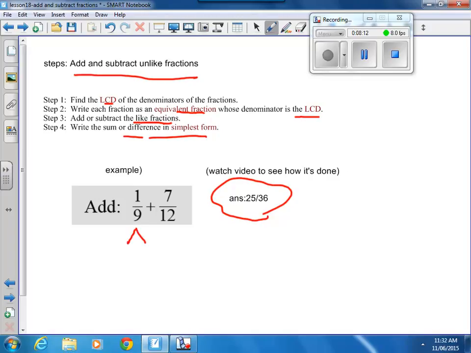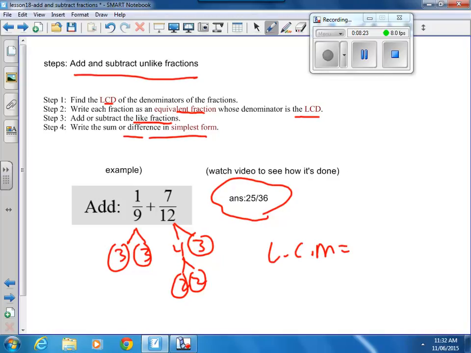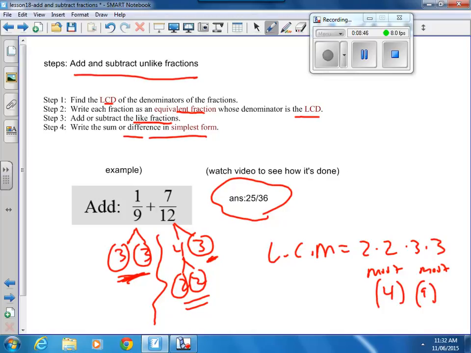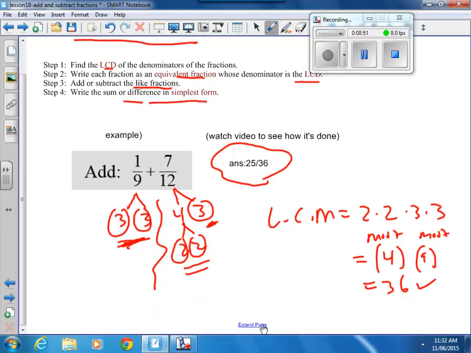Okay, so if I did a prime tree for 9, if I did a prime tree for 12, and 4 breaks into 2 and 2, I could identify the LCM as having the most amount of 2's and then the most amount of 3's. Well, this guy has 2 3's, this guy only has 1 3. I'm going to take the most amount of 3's, so I need 2 of them. So the most 2's and the most 3's that either one of those fractions has. Well, 2 times 2 is 4, and then times 9 is clearly 36. So now I know the LCD is 36, but here comes the fun part.